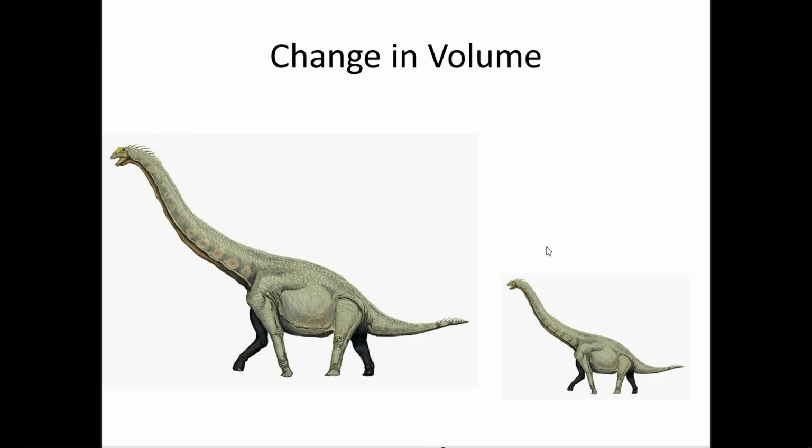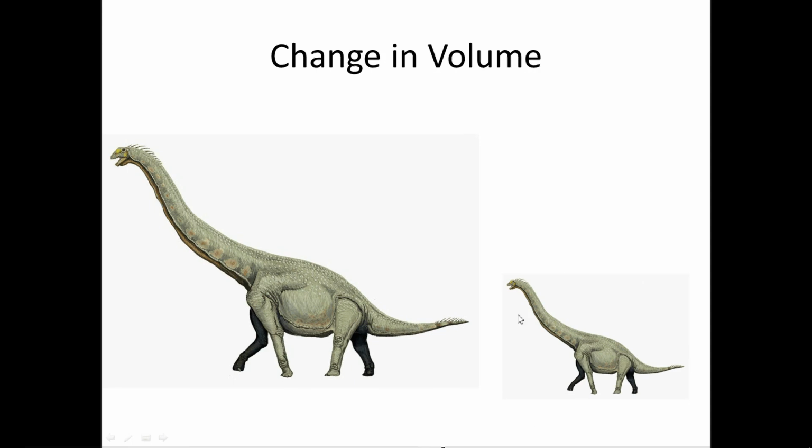And at last, let us come to the last kind of deformation that we may encounter, which is change in volume. Here we have a sauropod dinosaur. These both look identical, but one is very large and another is very small in size. What is the basic difference between these two animals? There is only one difference, that is their size and volume.